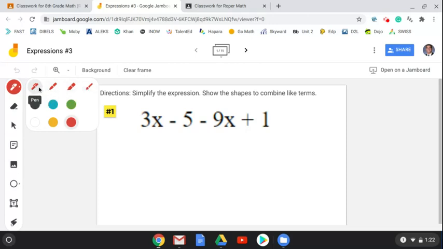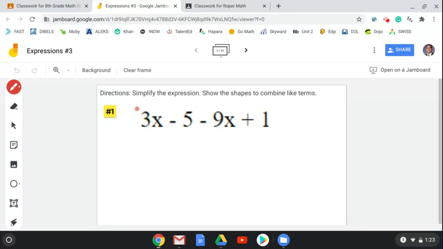I want you to use marker for this assignment. Okay, so choose marker, and you can either do red, orange, green, blue, or black. Okay, any of those 5. White, again, won't work because it's a white background. Okay, so over here, what I'm going to do is just with my mouse, I'm going to simplify the expression.